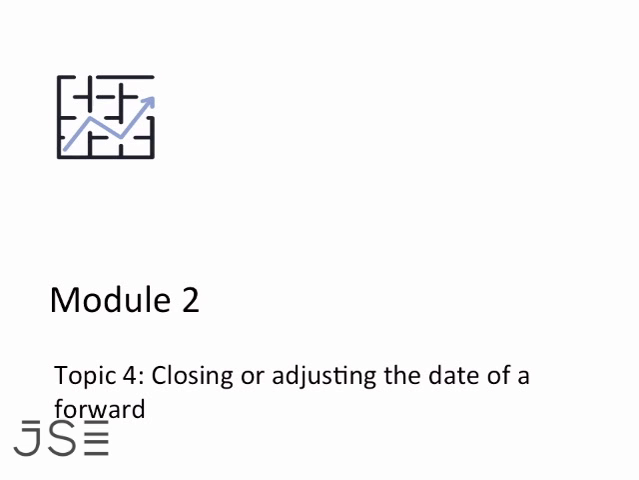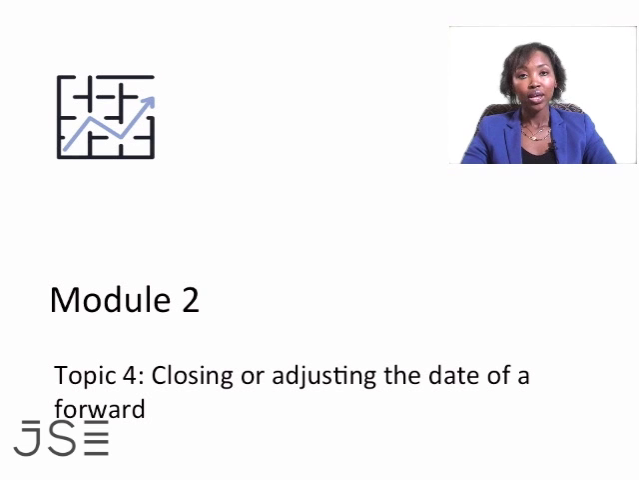So in the previous topic, we looked at how forward rates are calculated. But now what happens in the case where you've entered into an FEC contract and you need to adjust the date? Because it's an FEC and it's a contract, it means you're basically obliged to buy or sell your foreign currency on the date specified by the contract. So what actually happens in the case where you need to make some adjustments?